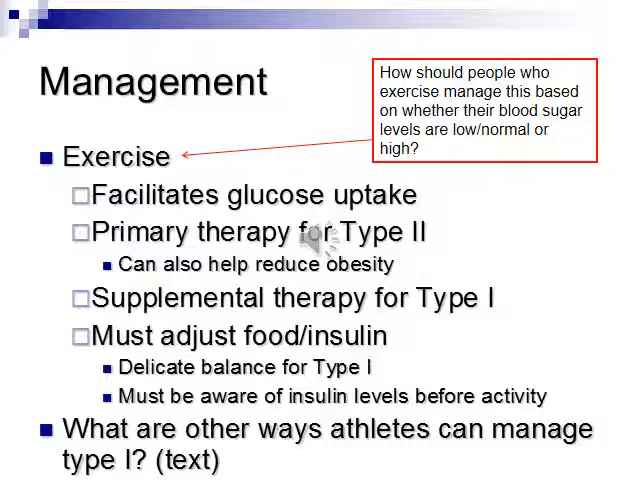Even if it's a normal blood sugar when they take it right before exercise, if it's on the low end, what should somebody do? There are things that people should do in managing their blood sugar with exercise. So I want you to look that up and post in the discussion board what that would be.